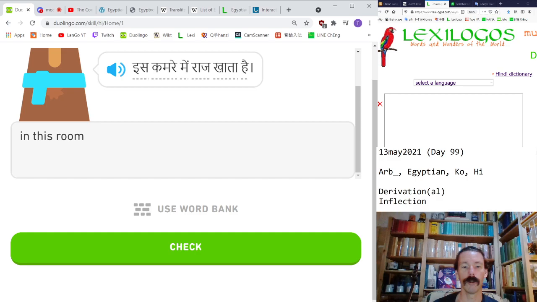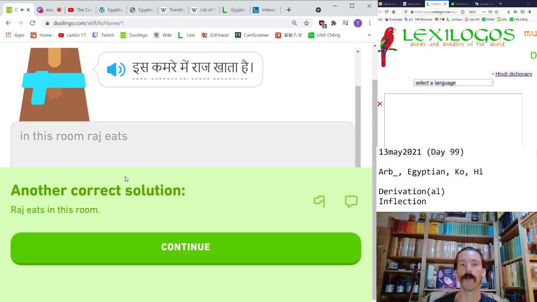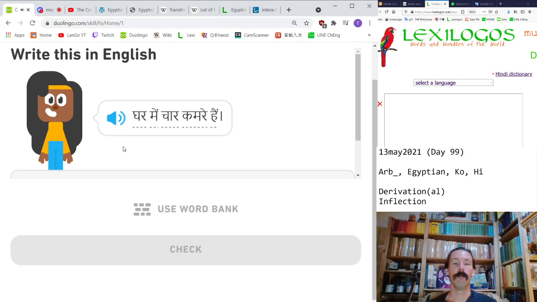I think it's a case form, maybe dative singular, because it sounds a bit odd to say he eats in these rooms. It's not impossible. घर में चार कमरे हैं. The translation is in this room. Now here, it's not... Oh, because it was kamra. This one, ghar, is really consonant final, not ghara. It's not gender marked. Ghar me, in the house.